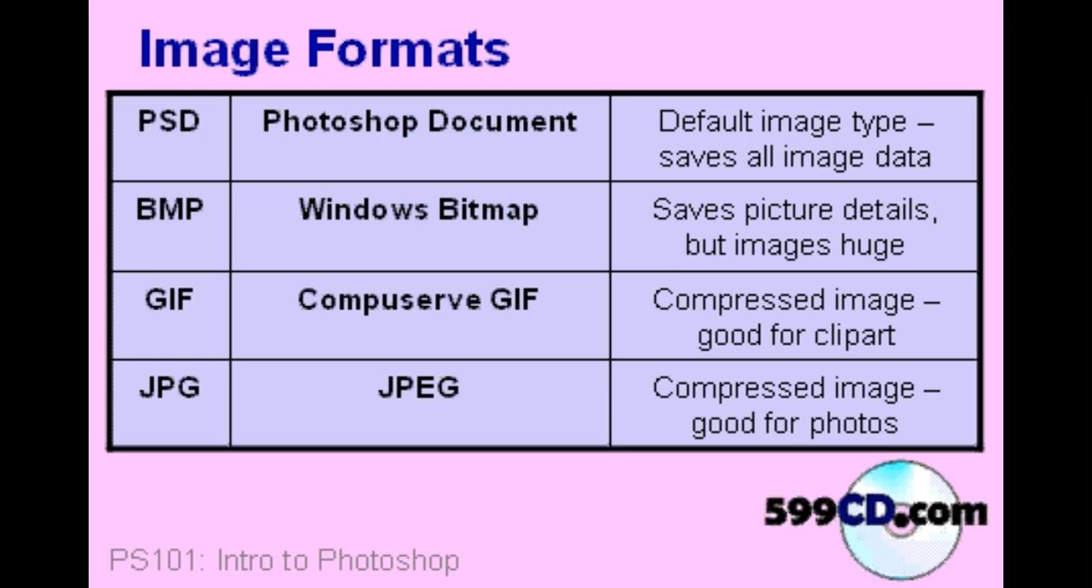The best thing to do is to open up your image and save it as a Photoshop document, save it as a PSD. And then any time in the future you want to make changes, go back to that PSD file, make changes to the PSD file, and then save it in whatever format you want, like a GIF or a JPEG to be used on the web.